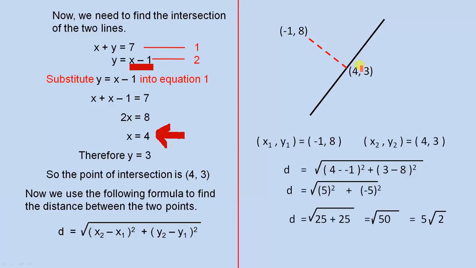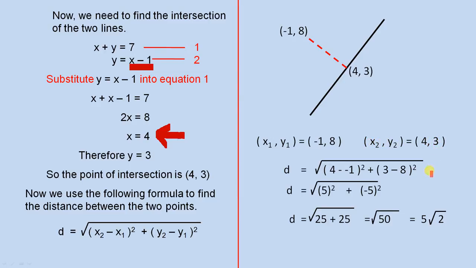We've made some great strides here because now we have the line where we need to find that distance. We have a point there and we've got a point there. So guess what? Now we use the following formula to find the distance between the 2 points. So it's the distance formula. We'll use x1, y1 as -1, 8. x2, y2 was 4, 3.